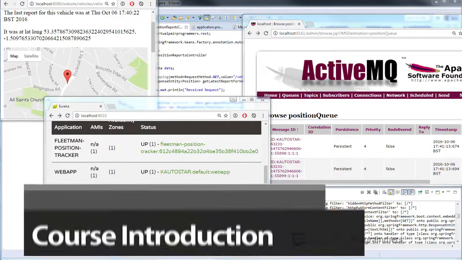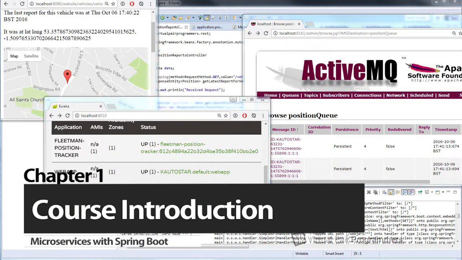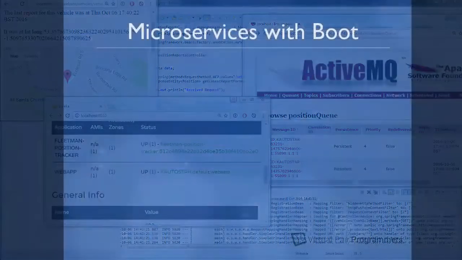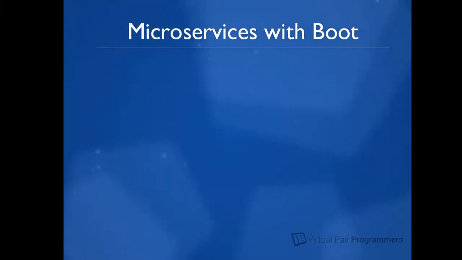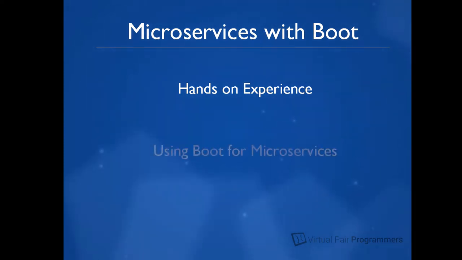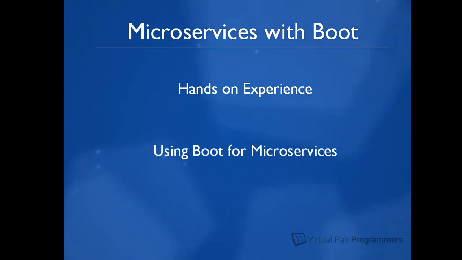Hello and welcome to this course where we're going to be concentrating on microservices with Spring Boot. This course has three objectives. If you're new to microservices, then I'll be giving you a feel of what microservices are all about. And as with all of our courses, you'll be getting plenty of hands-on experience. We'll also be using Spring Boot in anger. By the end of this course, we're going to have 5 or 6 separate Spring Boot projects.